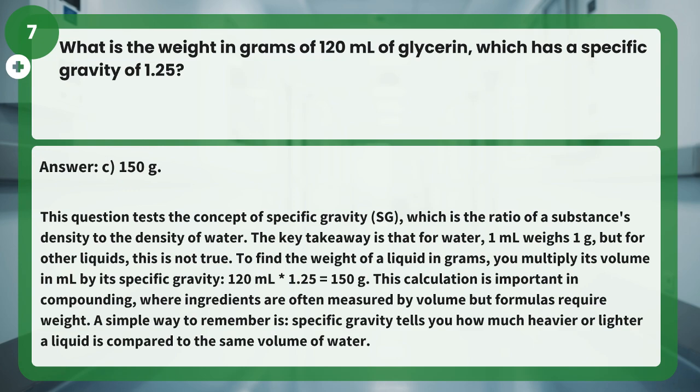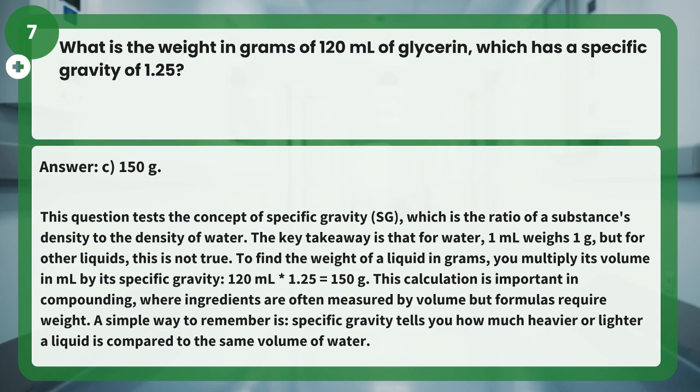Answer: C. 150 g. This question tests the concept of specific gravity, Sg, which is the ratio of a substance's density to the density of water. The key takeaway is that for water, 1 milliliter weighs 1 g, but for other liquids, this is not true. To find the weight of a liquid in grams, you multiply its volume in ml by its specific gravity. 120 milliliters * 1.25 is equal to 150 g.